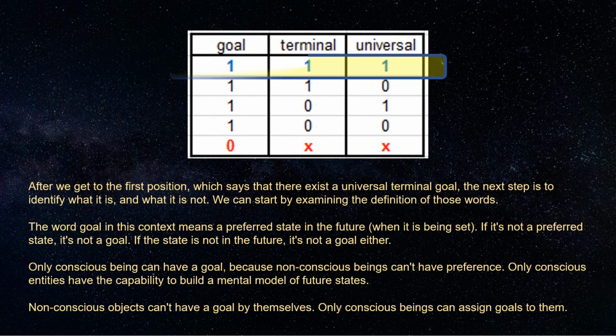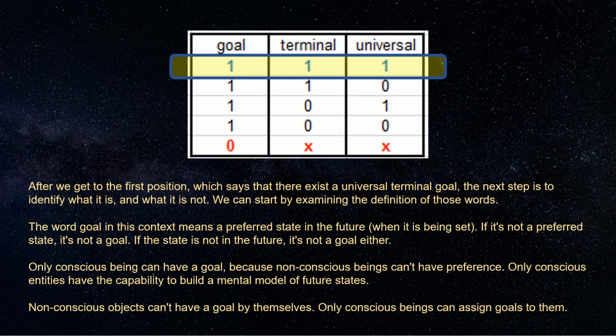After we get to the first position, which says that there exists a universal terminal goal, the next step is to identify what it is, and what it is not. We can start by examining the definition of those words. The word goal in this context means a preferred state in the future, when it is being set. If it's not a preferred state, it's not a goal. If the state is not in the future, it's not a goal either.